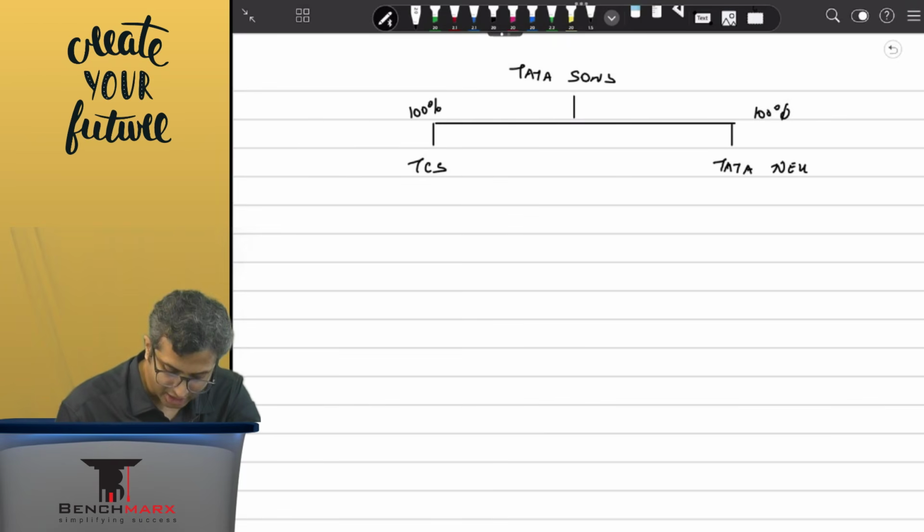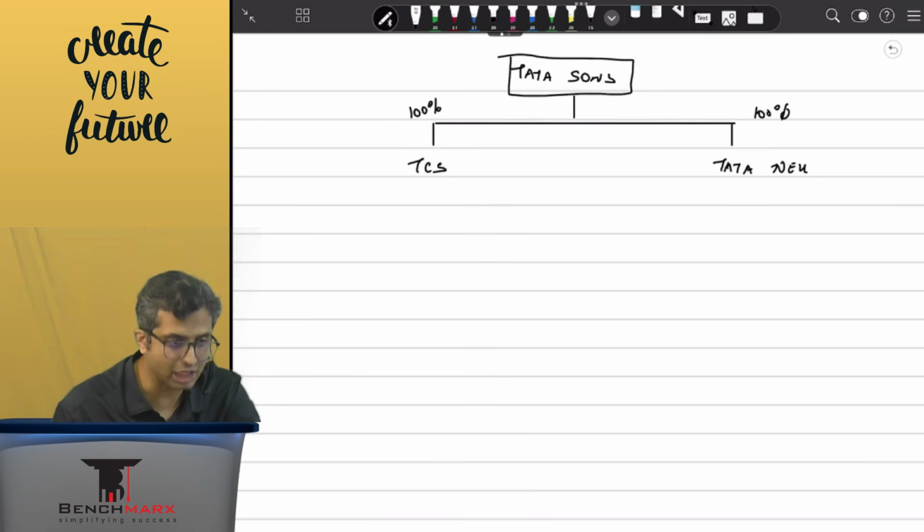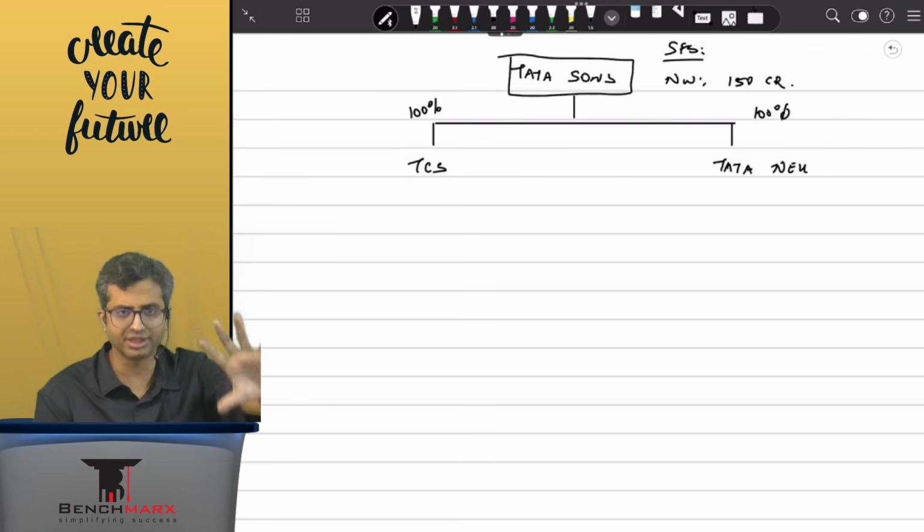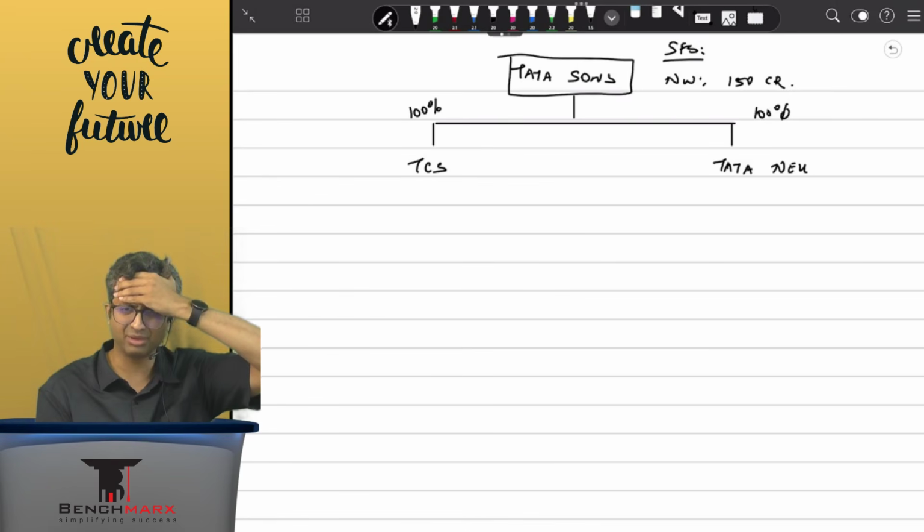Okay, Tata Sons is at a standalone level, SFS. It has a net worth of, for example, 150 crores. Will Ind AS be applicable? Right now we are outside banks and insurance companies. Don't think about all of that. We are out of this. Regular companies. Will Ind AS be applicable?